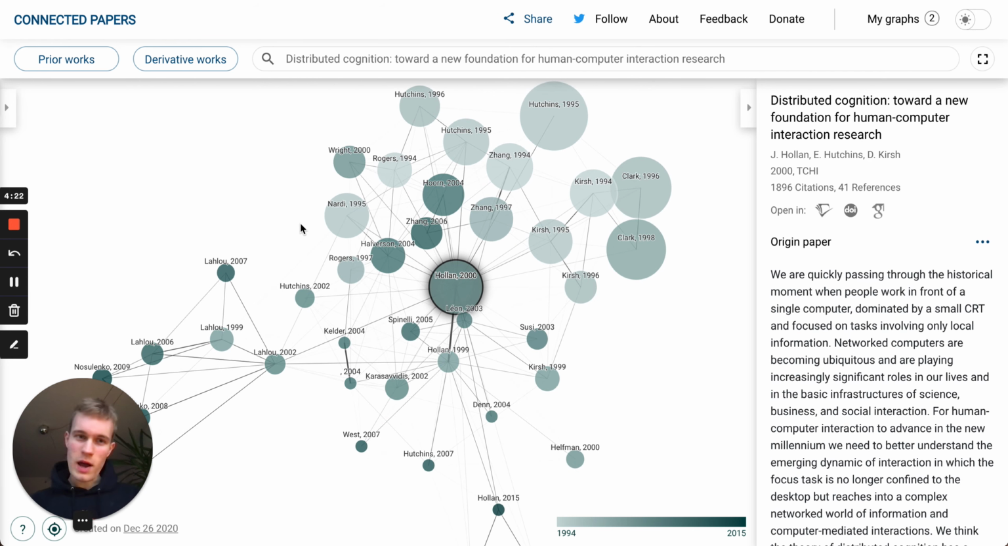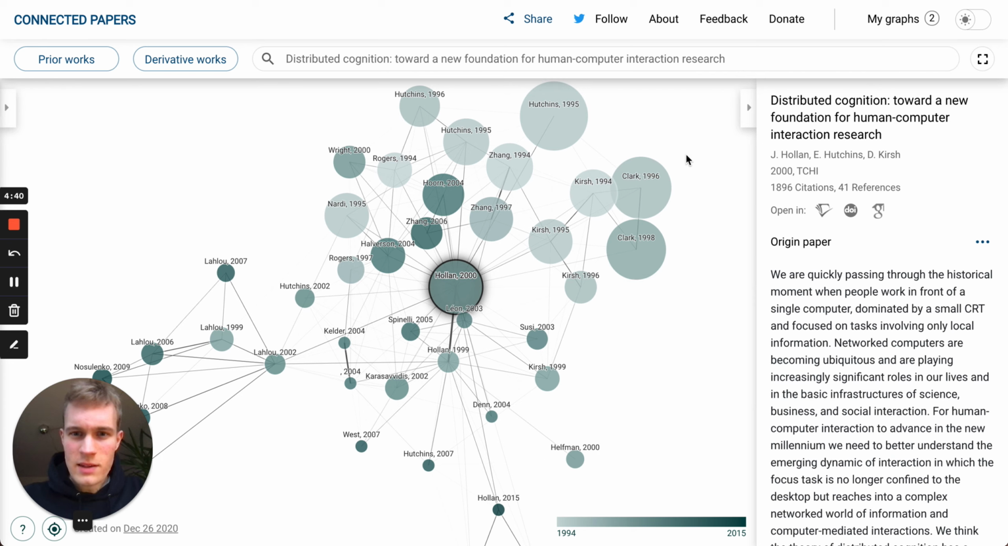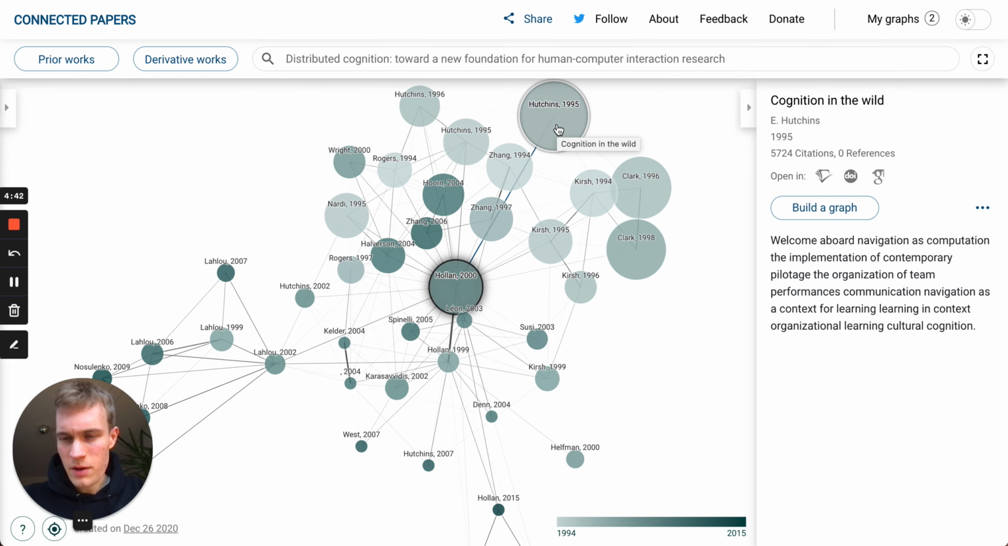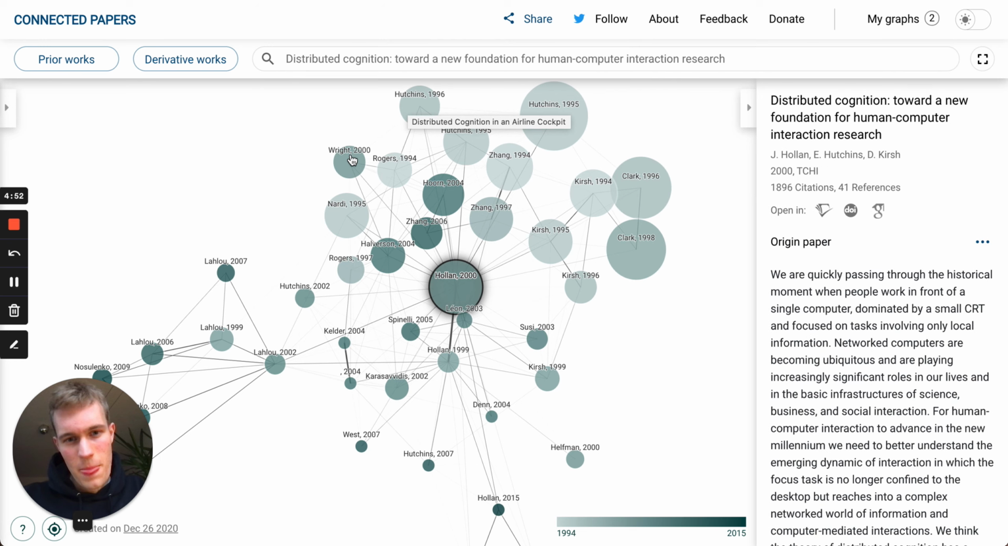Looking at the second graph on connectedpapers.com, we see an interesting old friend, The Extended Mind, which is also on my list, and it's pretty highly cited, but also a bit old, so it's already 22 years old. And then we see even older work from Cognition in the Wild, which is interesting, and the airline cockpit topic. So this is also an interesting pattern.